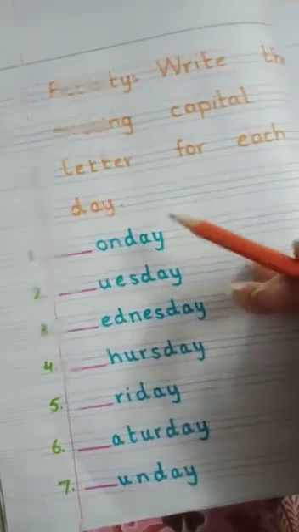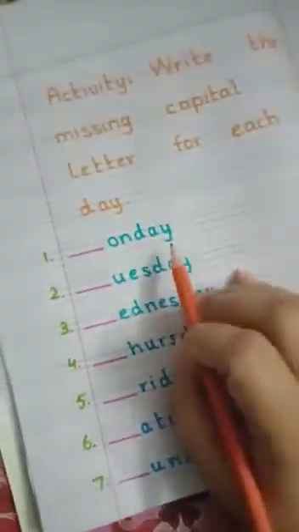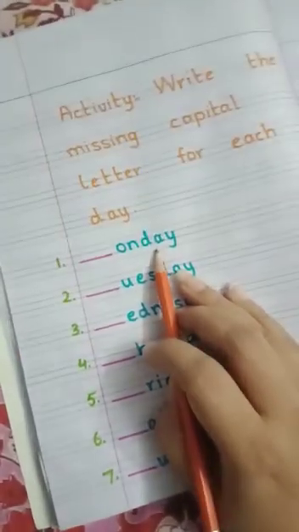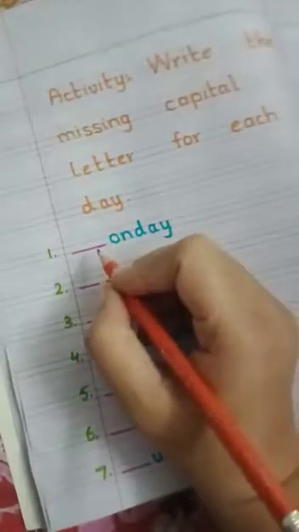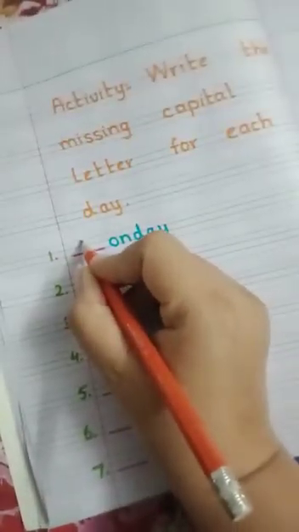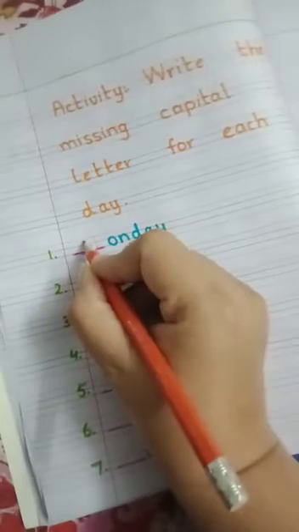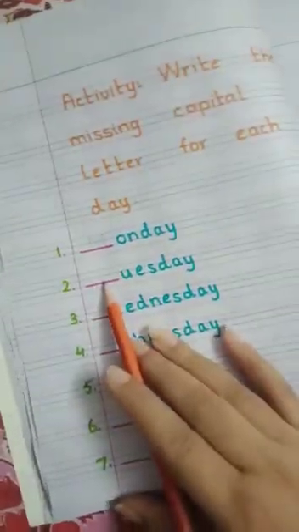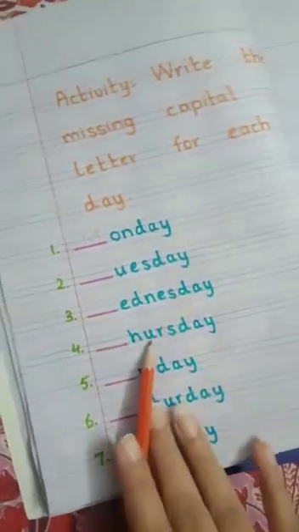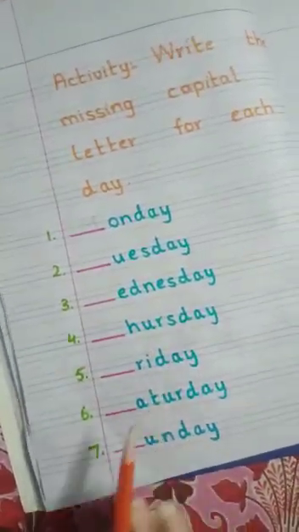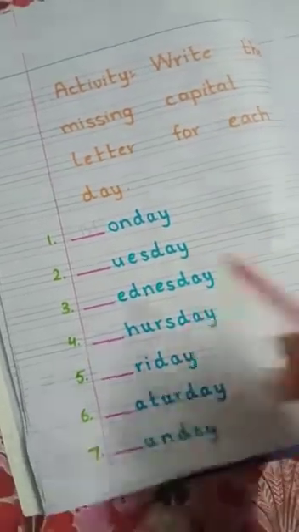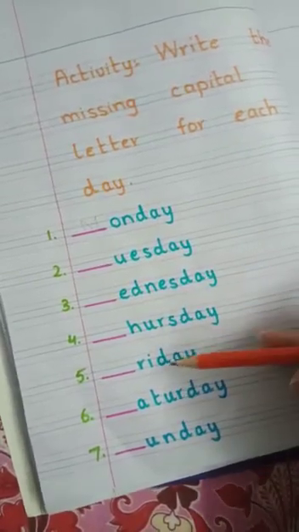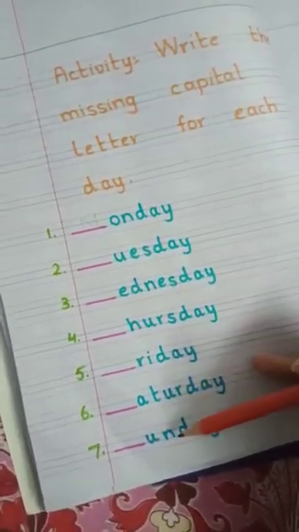First of all, you have to know about the letter. Okay, what is this? Monday. And which letter is missing here? Yes, M. Very good. Right here, capital M. Tuesday. Right here, capital T. Wednesday, Thursday, Friday, Saturday, and Sunday. Okay?